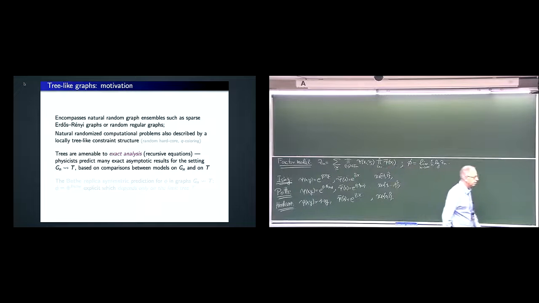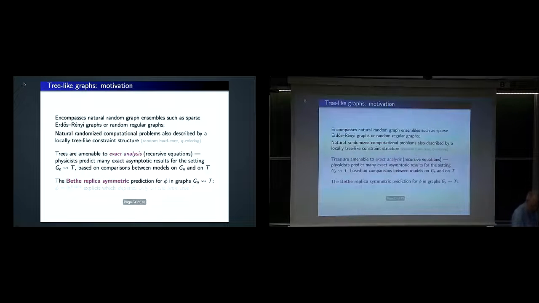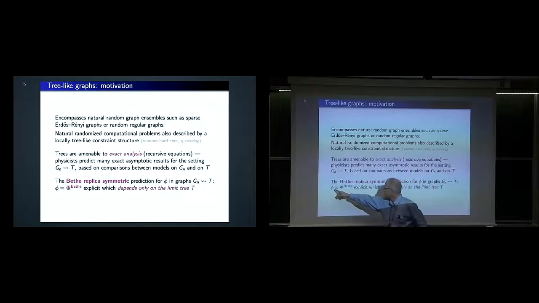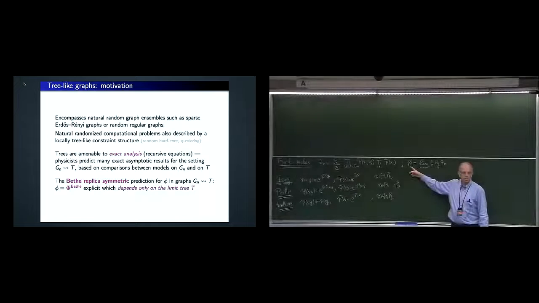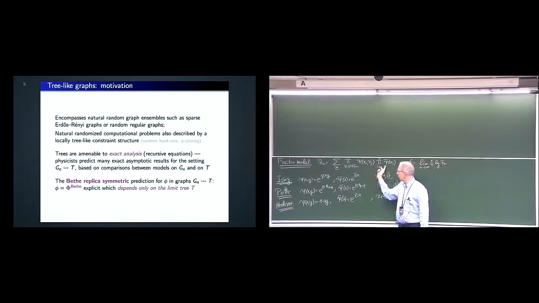So that's the principle here, and there is a particular prediction which we talked about, the Bethe replica symmetric prediction for phi of the graph Gn, as Gn goes to P. It says that phi is given by phi Bethe, some explicit form which depends only on the limiting tree. More or less, it consists of two statements. Statement number 1: if Gn goes to P locally, then somehow the limit that we are after does not depend on the particular sequence of graphs, but depends only on the limiting tree. Of course, it depends on this function. It will be different for different functions.